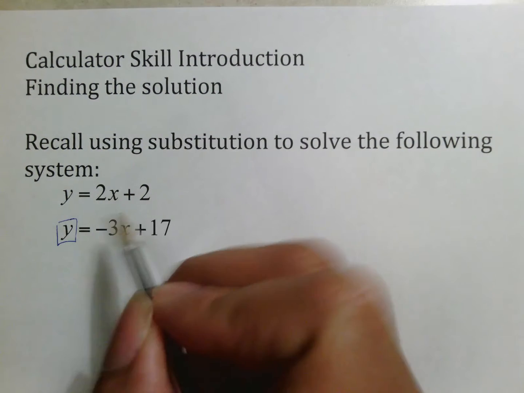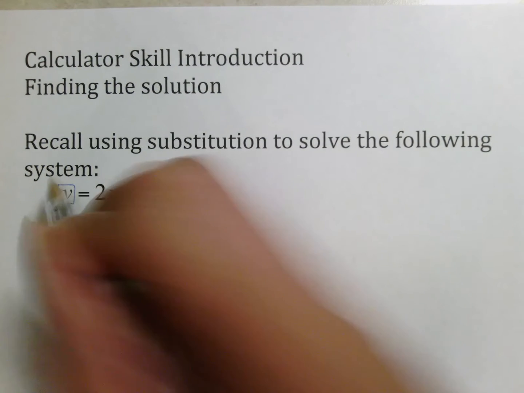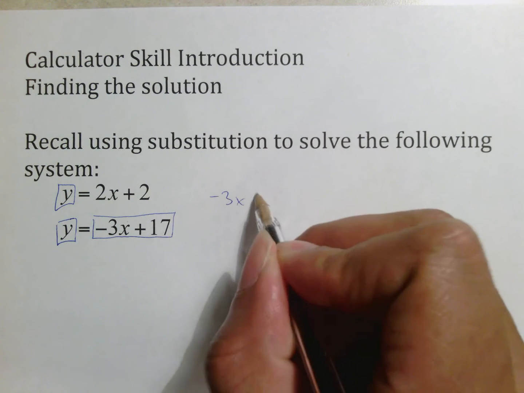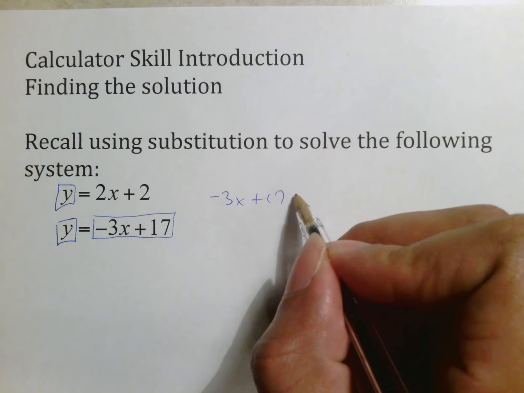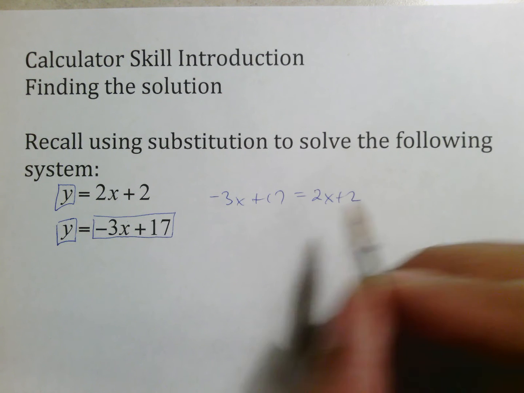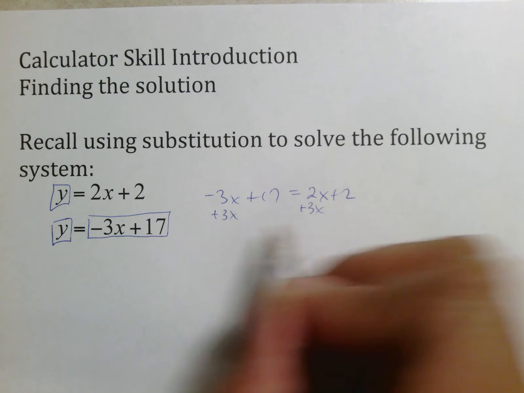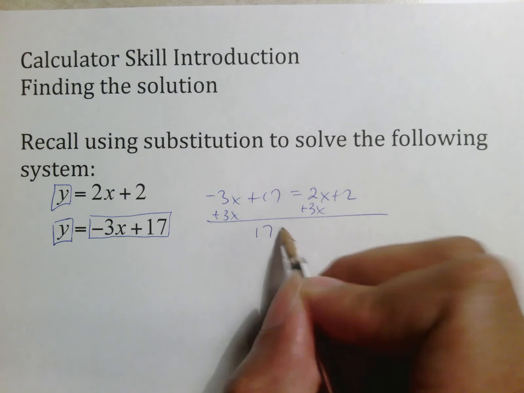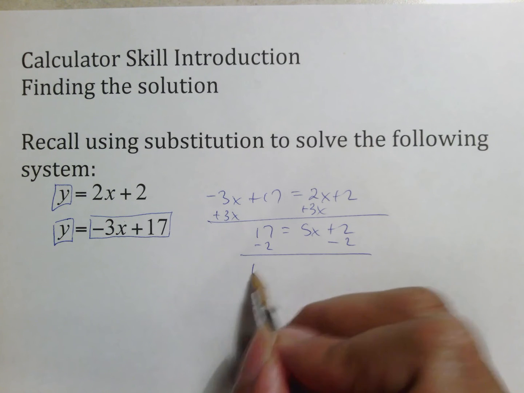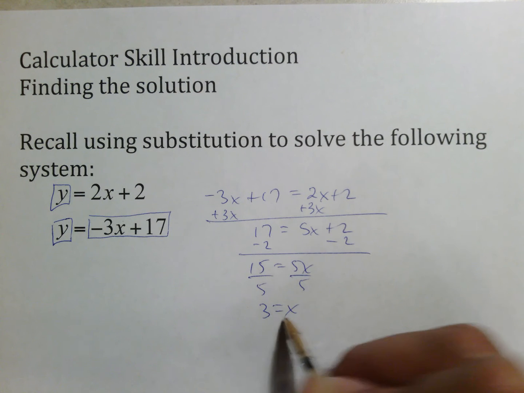this y and say that y is equal to this amount, negative 3x plus 17, and then substitute it up here. And so this box here turns into negative 3x plus 17 equals whatever's on the other side, which is 2x plus 2. From there, we can move our 3x, which is negative, by adding it, which gives us 17 equals 5x plus 2. We can subtract 2 from both sides, which gives us 15 equals 5x. And then when we divide by 5, we get the answer of 3 equals x.